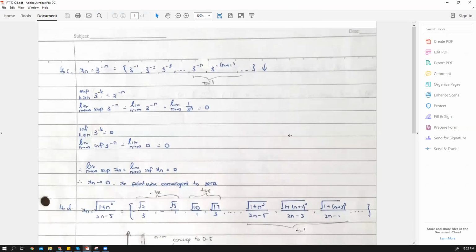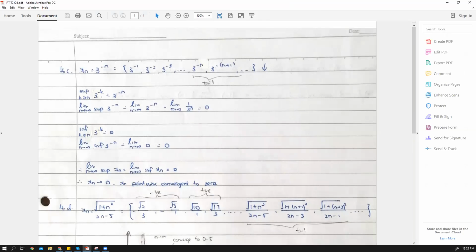Yes. Okay, so this is for 4C. The xn is 3 to the power of -n. So we expand it and we get the tail sequence. This is the tail sequence. And from this value, we can find that it is a decreasing sequence. So since it is a decreasing sequence, the supremum of the tail sequence will be 3 to the power of -n.